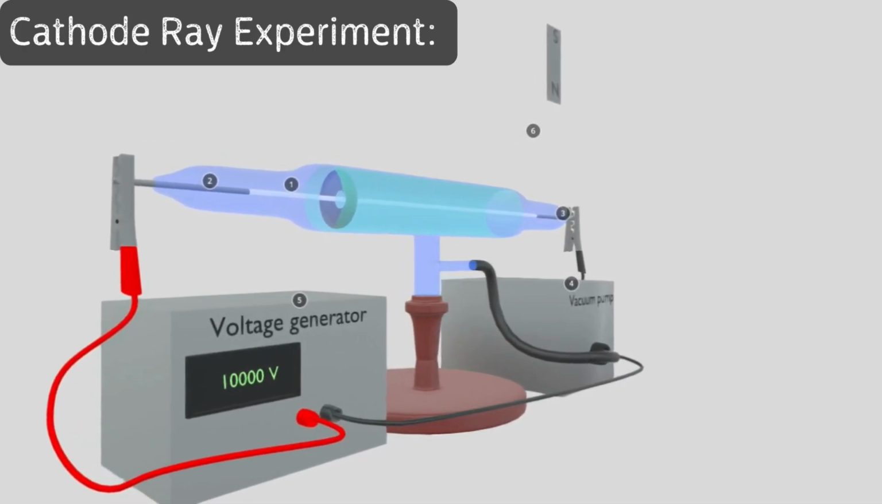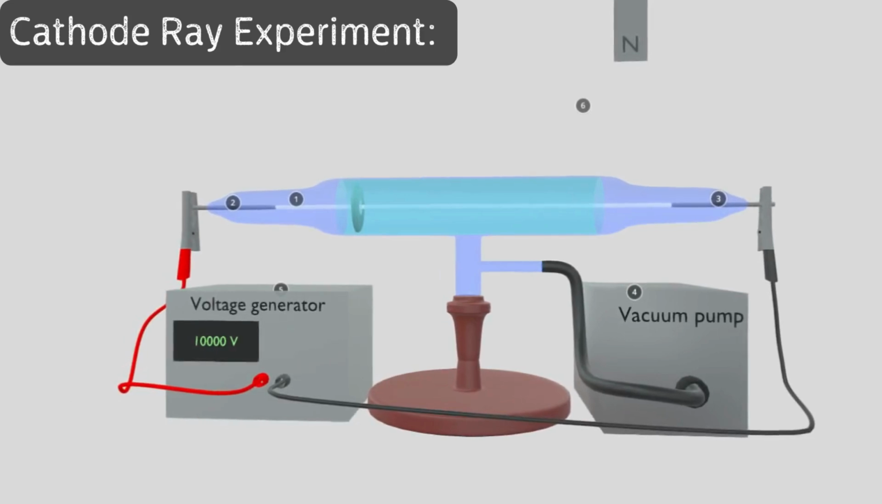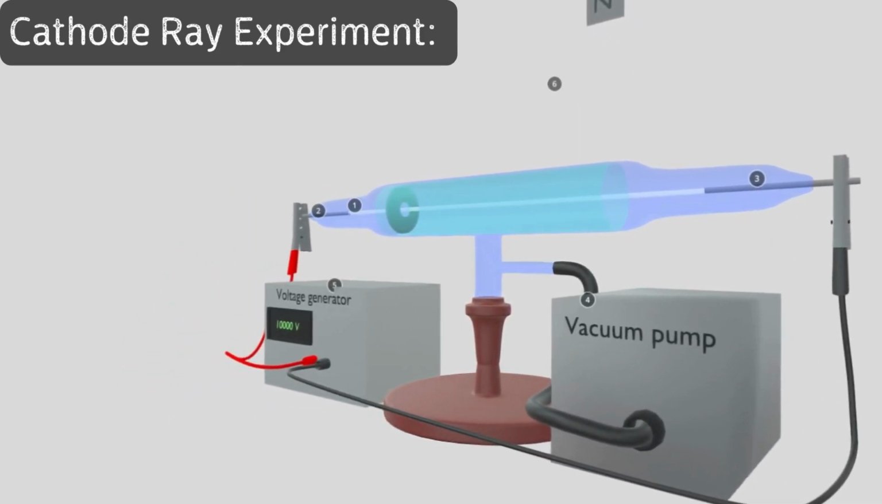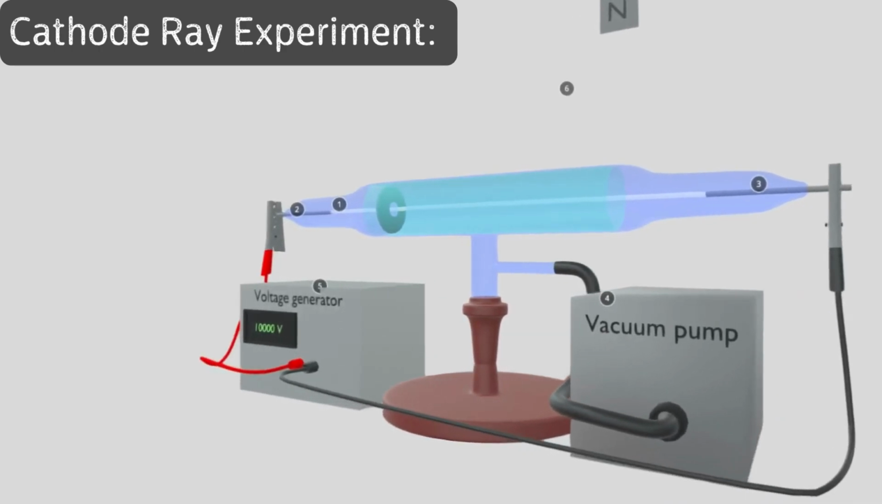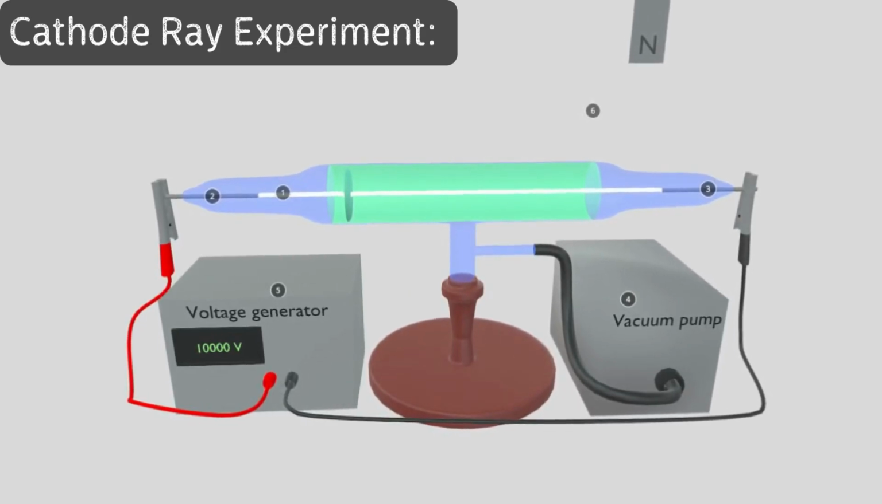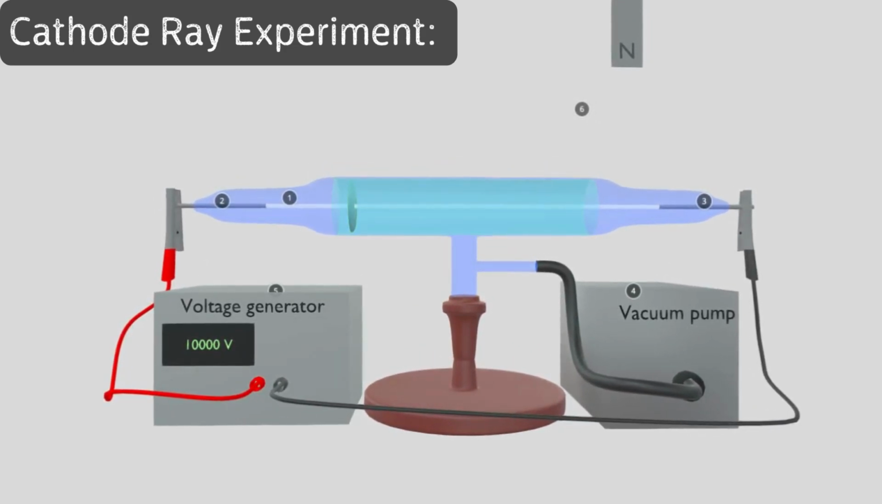The cathode ray first becomes visible as a white beam inside the glass tube. The electrodes appear, with the cathode releasing electrons and the anode attracting them, while the vacuum pump maintains low pressure. The high voltage generator drives the motion of electrons, and the nearby magnet causes the white beam to deflect, showing the behavior of cathode rays.